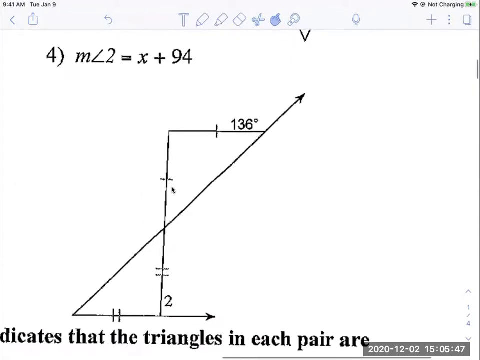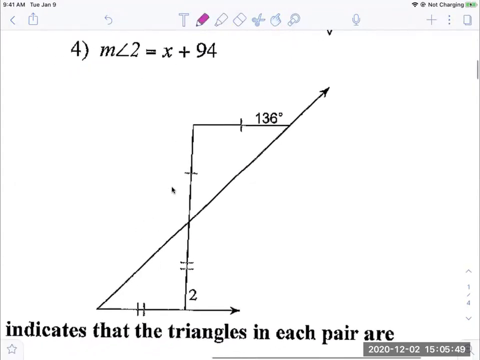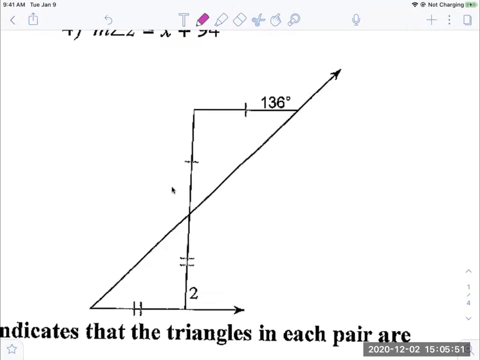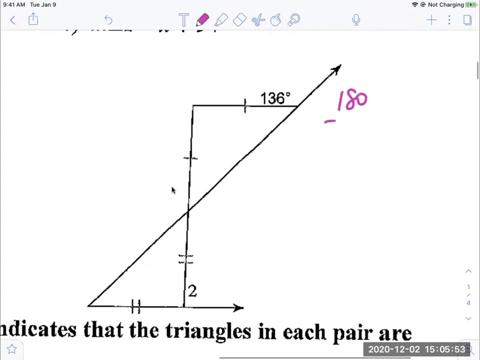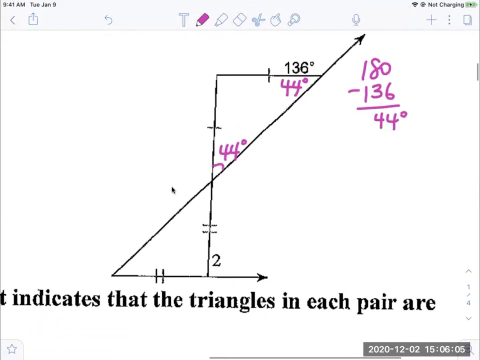All right, and then problem number 4. Let's see, we have 136. So I'm going to do 180 minus 136 to get 44 degrees. That's this base angle. And that means this base angle here is also 44. And then the vertical angles are congruent, so that base angle is 44. And this one over here is also 44 because that's an isosceles triangle here.